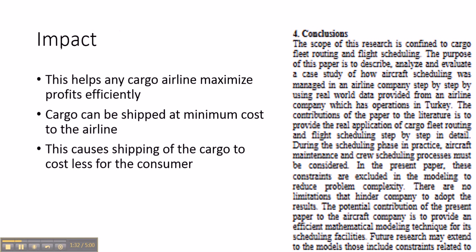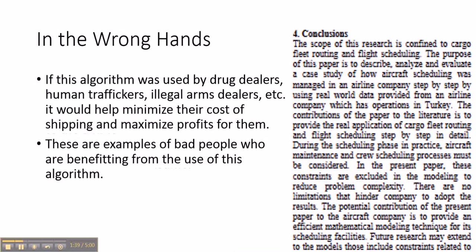The cargo can be shipped at minimum cost to the airline. This causes the shipping of the cargo to cost less for the consumer. In the wrong hands, this algorithm could be used by drug dealers, human traffickers, legal arms dealers, etc. It would help minimize their cost of shipping and maximize profits for them.